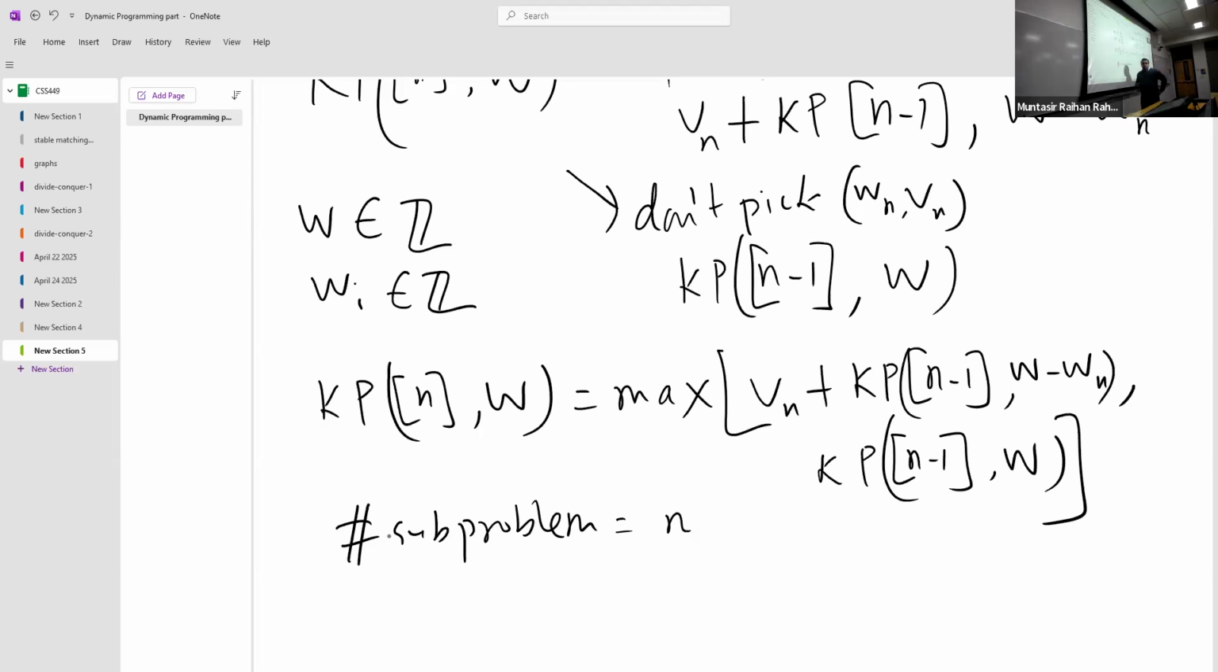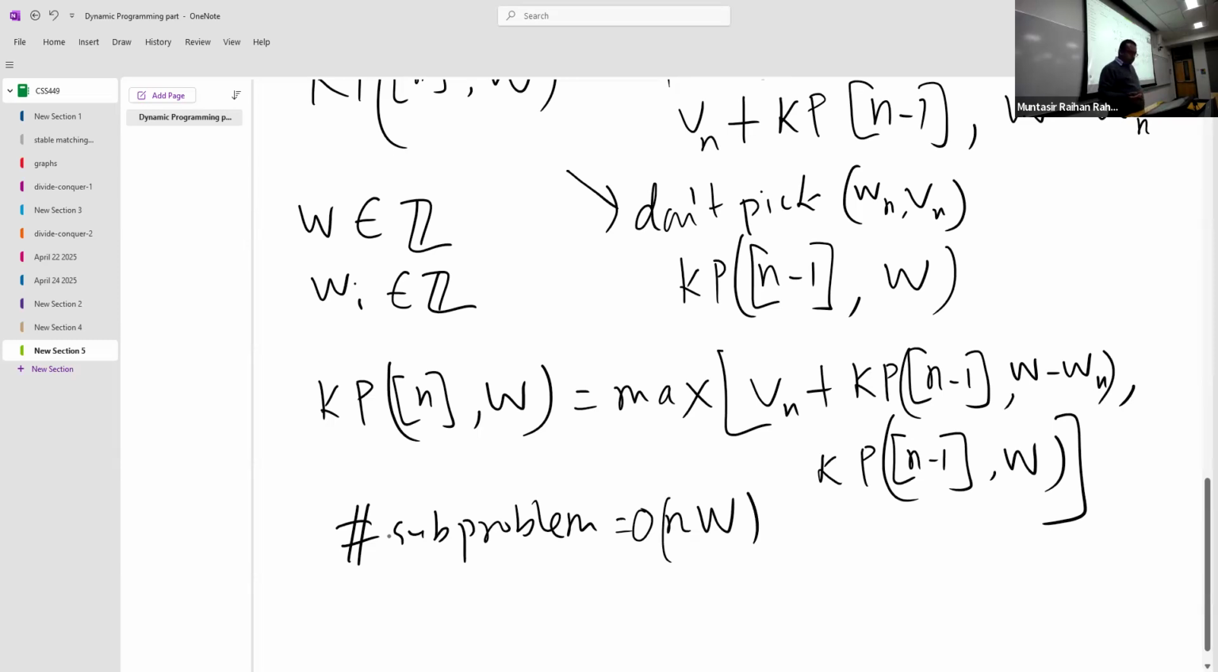You only get W weights. So for example, if the value of W is 10, and then as W is changing, the smallest change is by 1. So it could be W minus 1 equals 9, 8, and so on, up to 1 or 0, right? That means that the number of subproblems is basically order of NW.